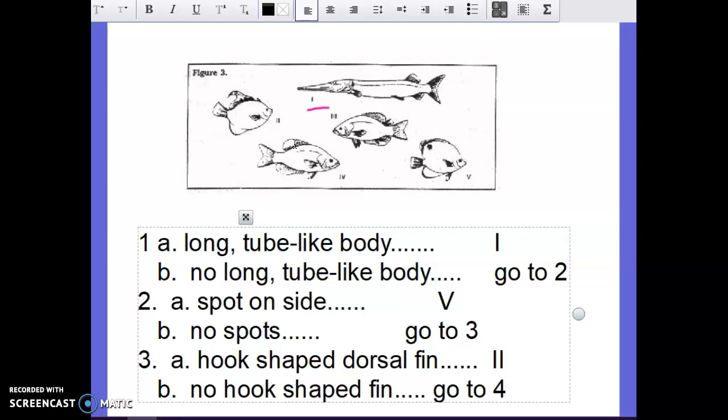Okay, so that would give me a total of 4 steps, and there are actually 5 fish. You will always have one less step than you do organisms. So if you're doing 12 organisms, you would end up with 11 steps. Okay, it always works out that way.